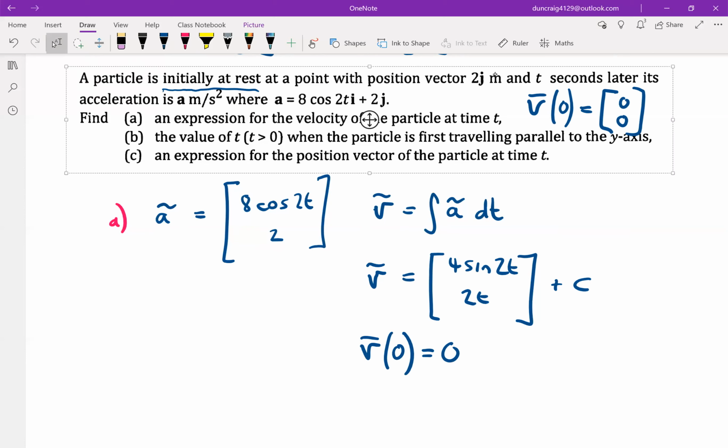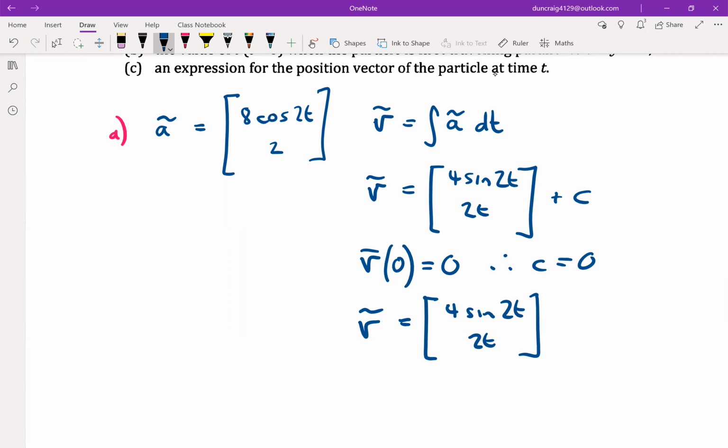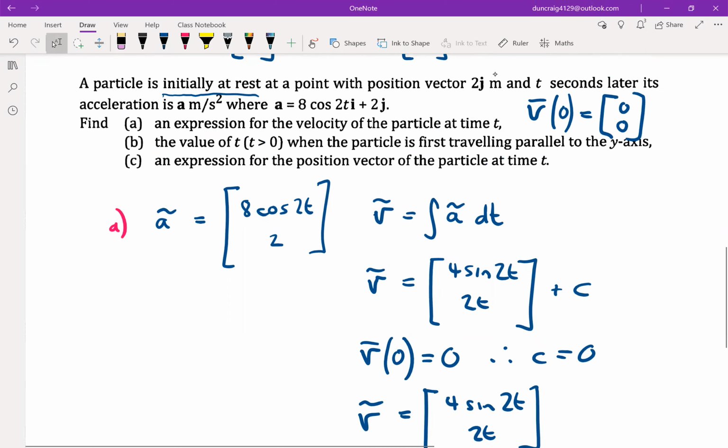And if we do that, sine of 0 is 0, 2 lots of 0 is 0, so therefore c is going to be equal to 0 in this case. So that means our velocity vector is going to be 4 sine 2t and 2t there. Don't forget the plus c. Cool. Now we're going to have a look at the next one here.